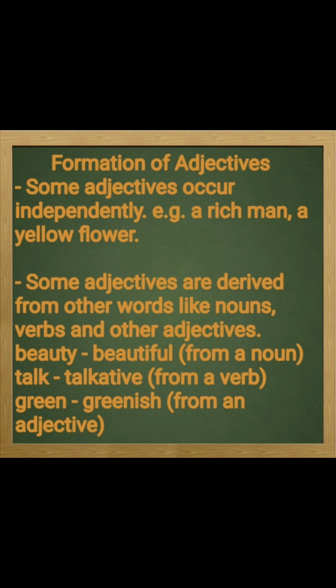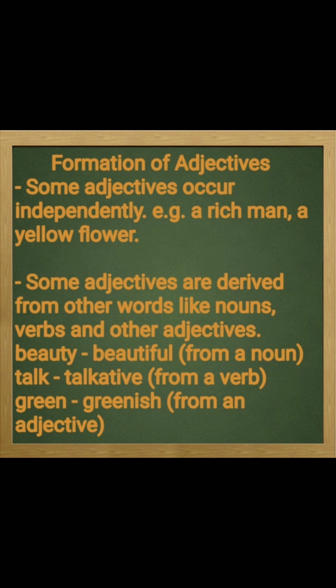Yellow color flower. But some adjectives are derived from other words like nouns, verbs, and other adjectives. You can see the example: beauty. Beauty is a noun, but when we add ful at the end of it, it becomes beautiful. That is an adjective. Beauty is a noun, while beautiful is an adjective. Then talk. Talk is a verb, while talkative, when we add tive at the end, is an adjective.